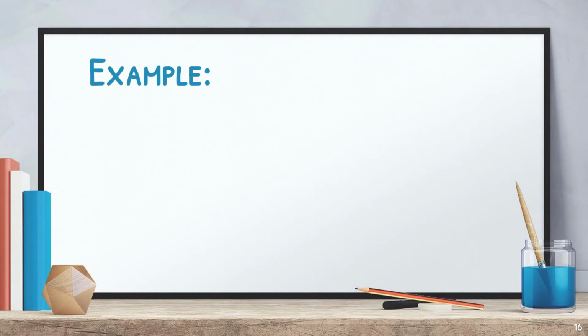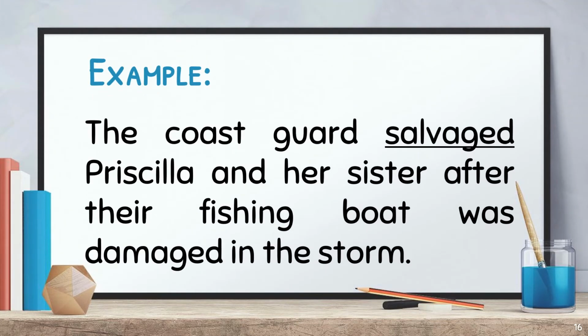Let's take a look at this example. The Coast Guard salvaged Priscilla and her sister after their fishing boat was damaged in the storm. The word salvage means to save, usually from the wreckage of a marine vessel. However, in the Philippine context, the term was used to mean a violent killing, which is the opposite of its traditional English meaning.